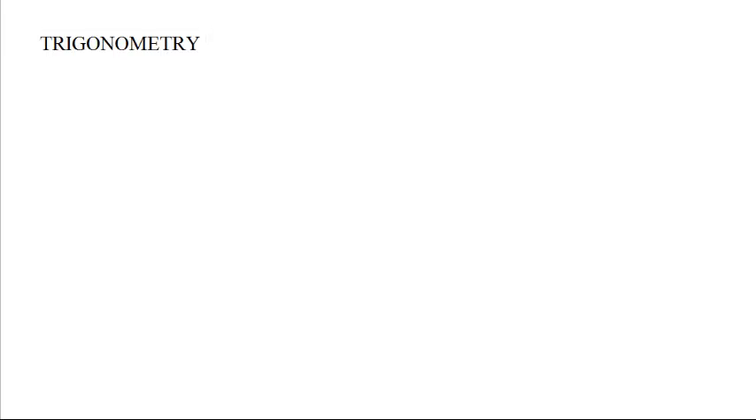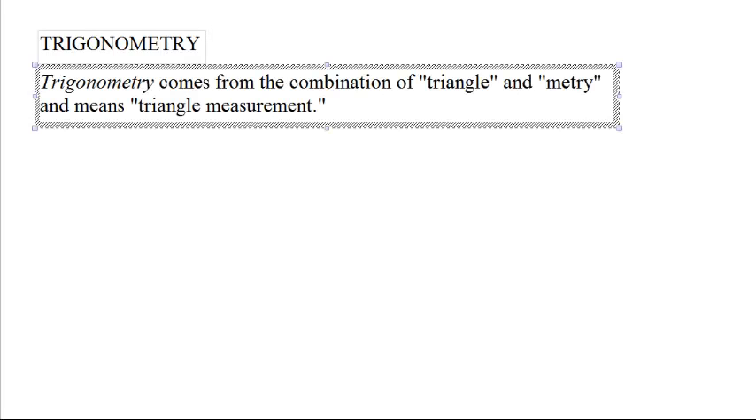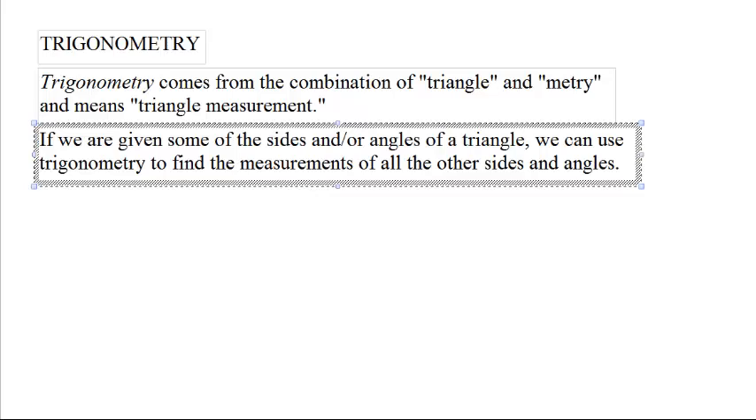Okay, trigonometry. Trigonometry comes from the combination of the words triangle and metry. We talked about metry meaning to measure, and triangles. What it means is it's the measurement of triangles. Now, if we are given some of the sides and/or angles of a triangle, we can use trigonometry to find the measurements of all the other sides and angles.